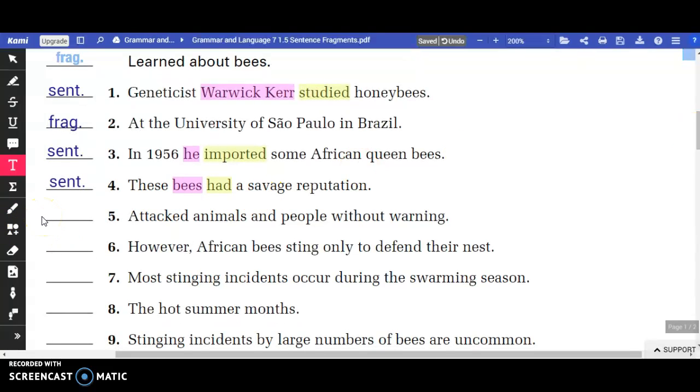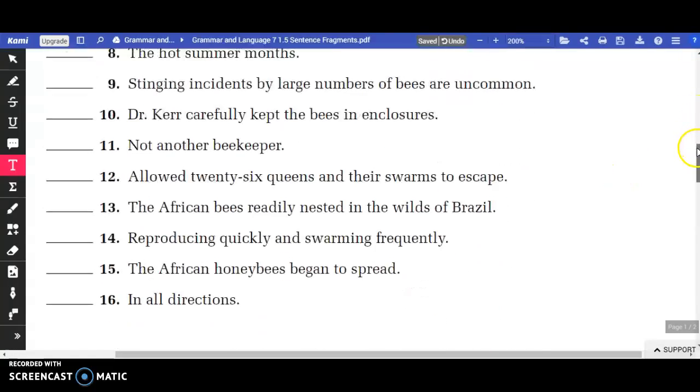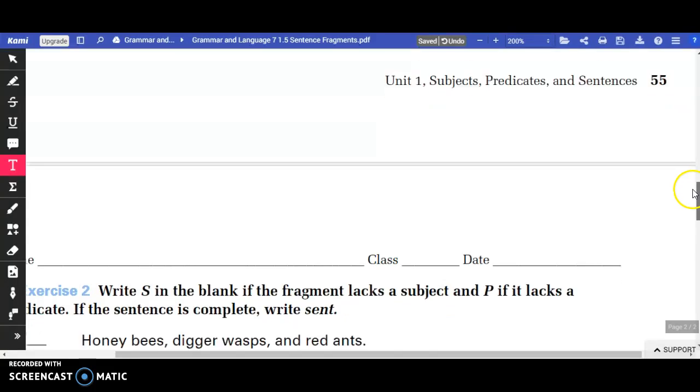Let's do number 5 together as well. 5, attacked animals and people without warning. I can't tell who or what did the attacking, so I know it's lacking a subject, but because I have the verb attacked, I do have a predicate. Because it's lacking a subject, I know that it's a fragment. On your own, please complete 6 through 16.